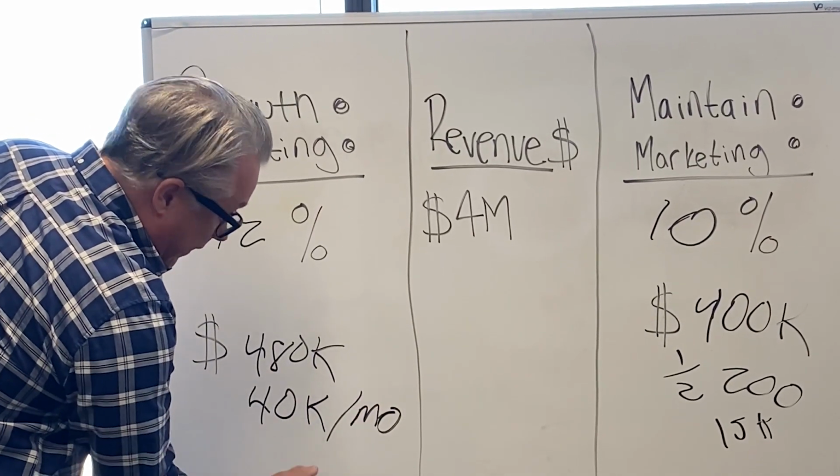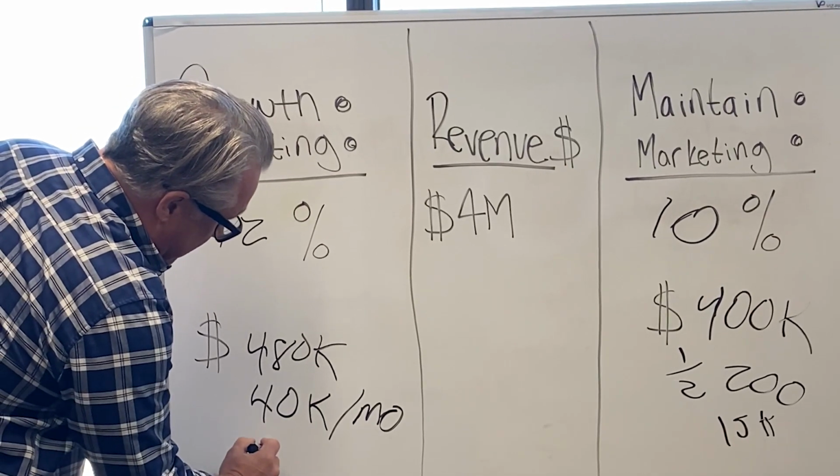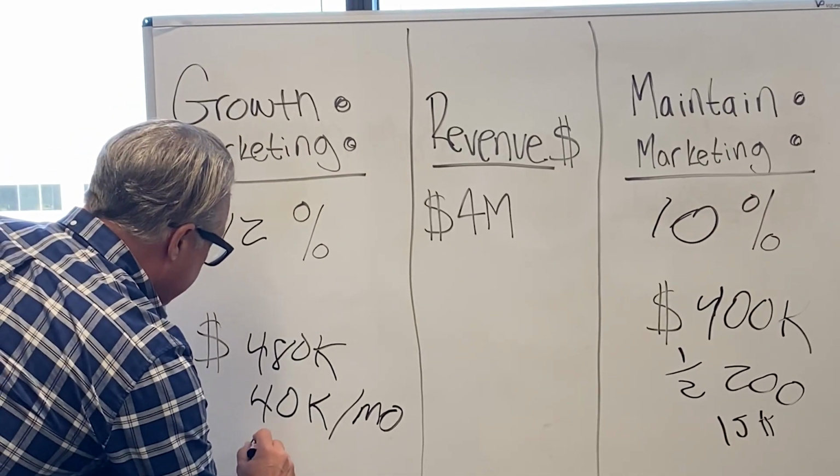Therefore, at least half of that, if not a little bit over, but it would be a minimum of $20,000 a month to grow.